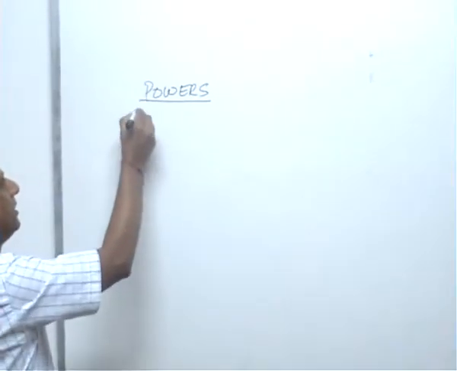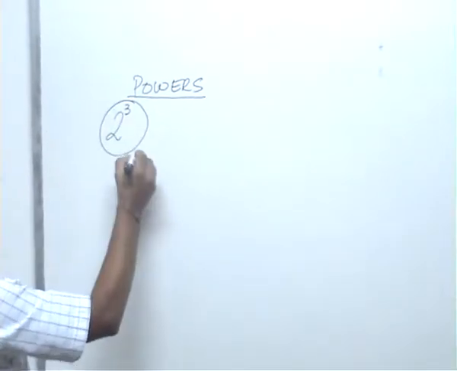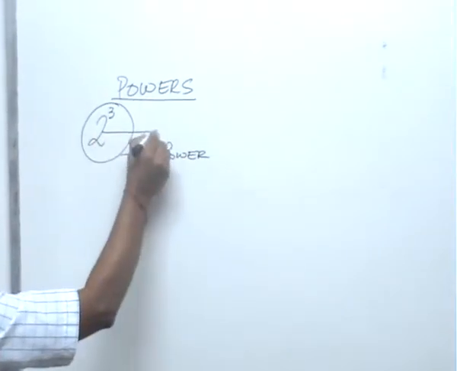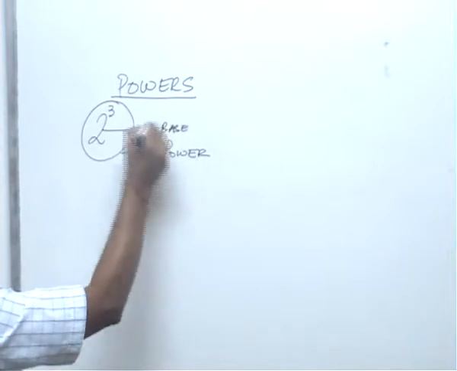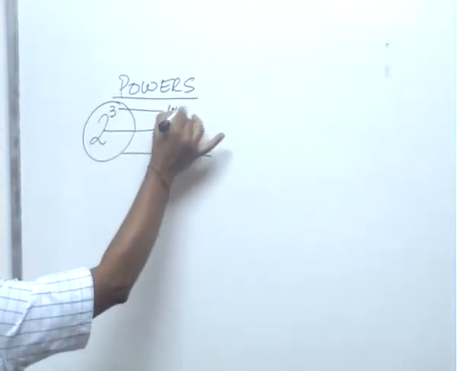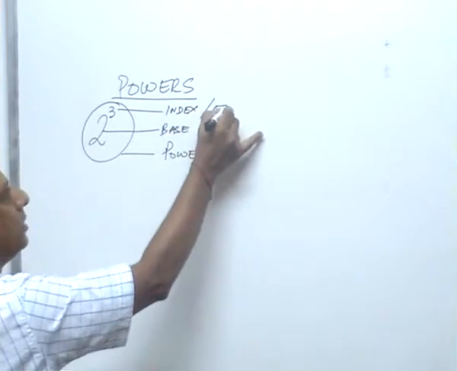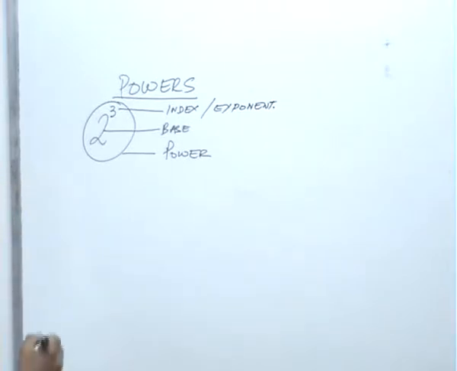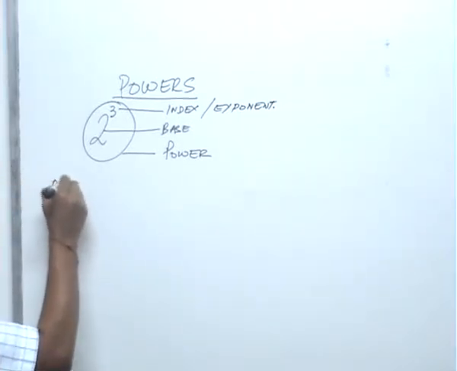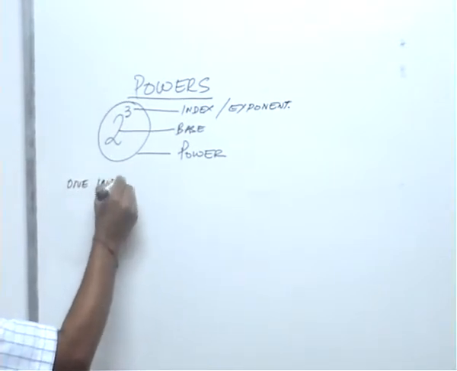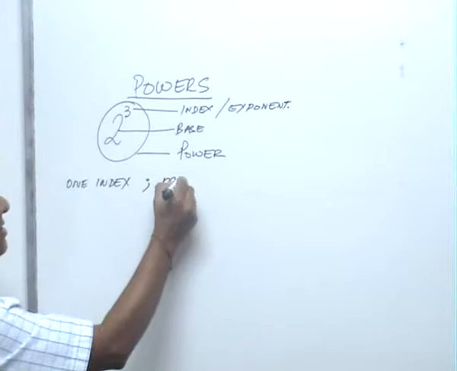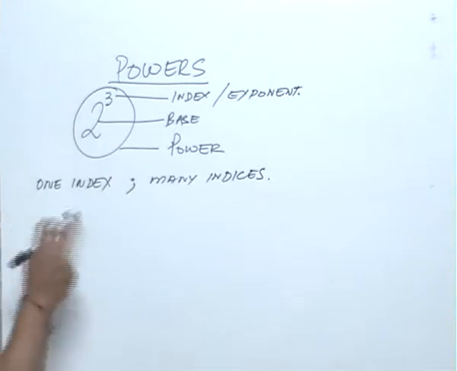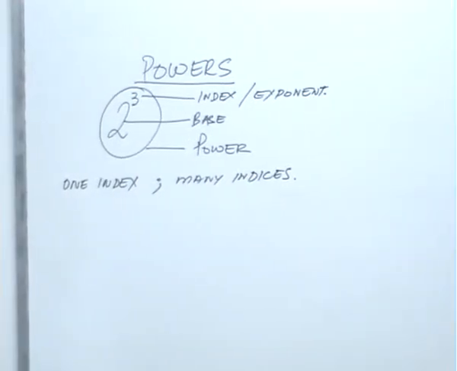Now you will recall that we told you that here is 2 cubed. The whole thing is called a power. 2 is the base and 3 is the index or the exponent. Now, small English lesson. You talk about one index but many indices. Alright? One index but many indices. Alright, so there's a power.